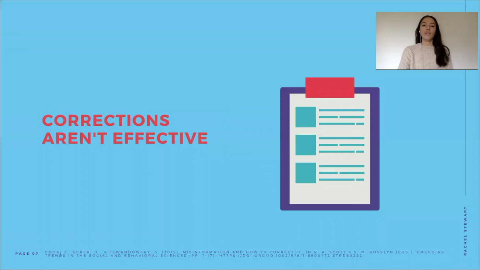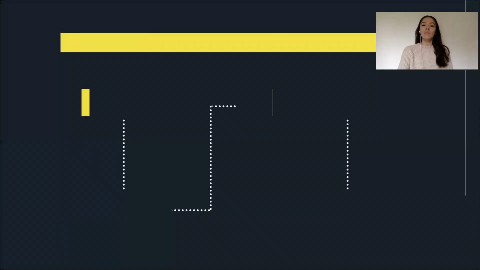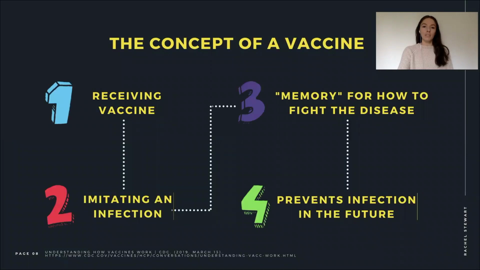Previous research has shown that attempts to correct misinformation have been largely ineffective, leading to the misinformed belief actually being strengthened. Worryingly, people have also shown greater vulnerability to the repetition of misinformation rather than repeated corrections. This brings us to inoculating people against misinformation.